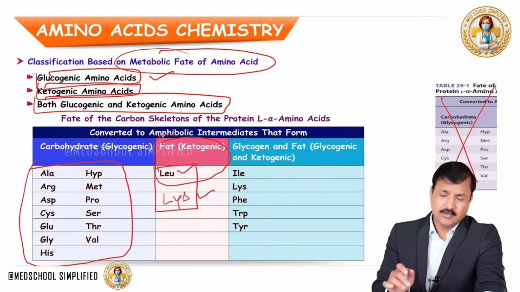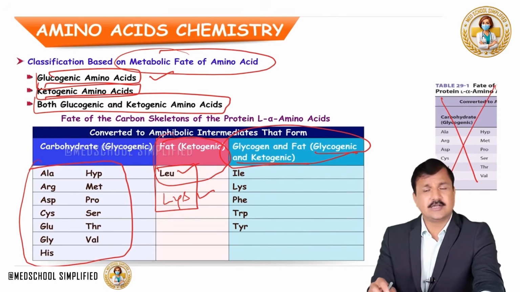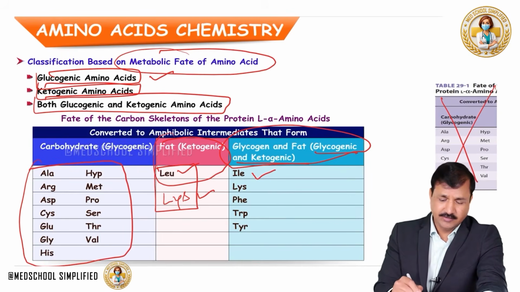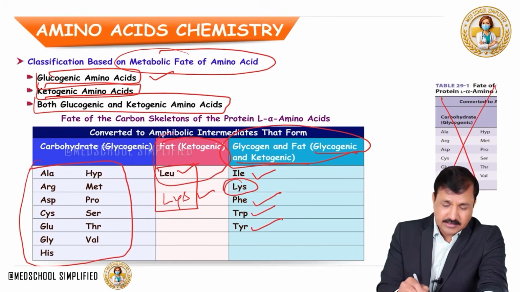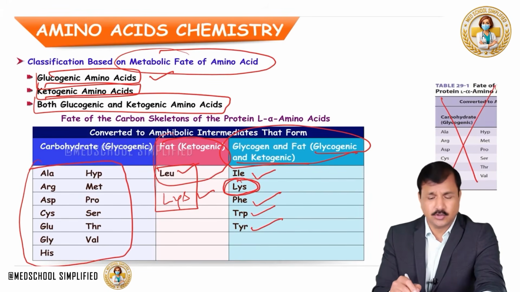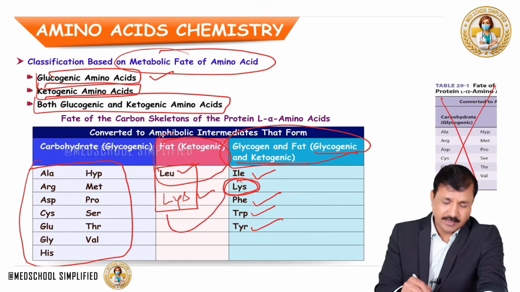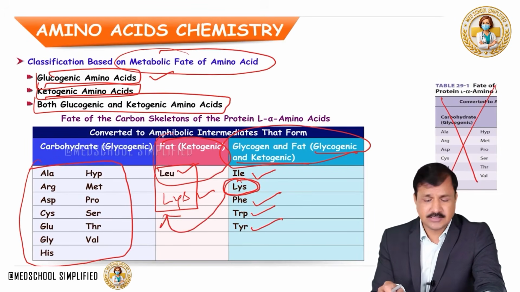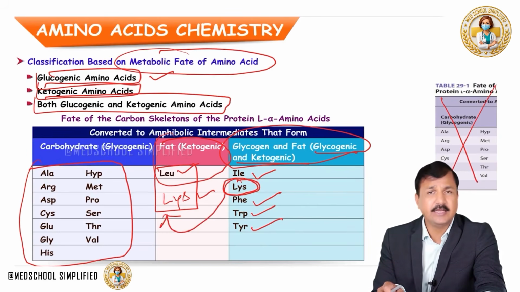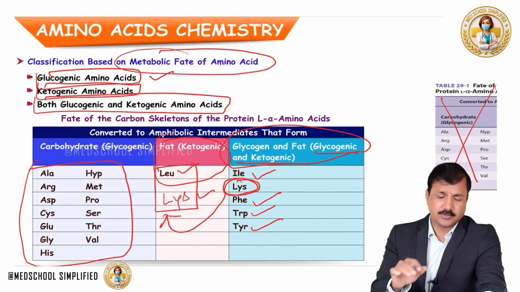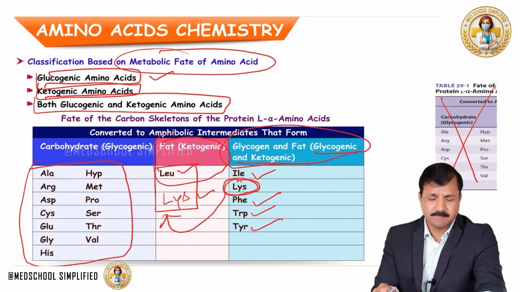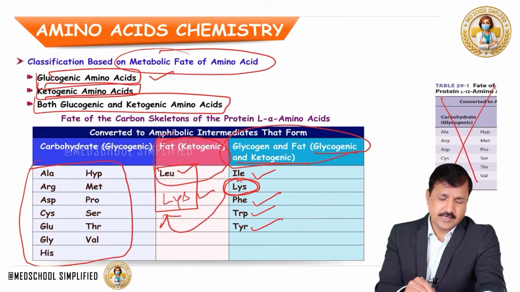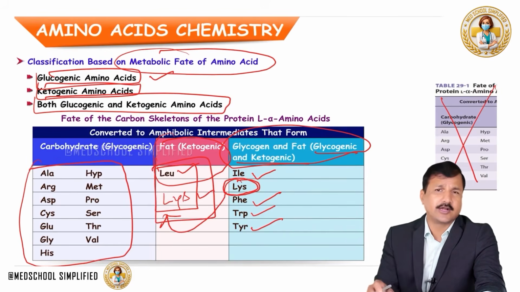Now look at both glycogenic and ketogenic amino acids. We have isoleucine, phenylalanine, tryptophan, tyrosine. The lysine here, some books will put into both glucogenic and ketogenic, but I would say it is more of a ketogenic amino acid than a glucogenic amino acid. It's predominantly ketogenic rather than glucogenic, so I'll just put it this side. I just want to let you know that there may be some controversy here, so you have to be aware of it, and go according to the question.